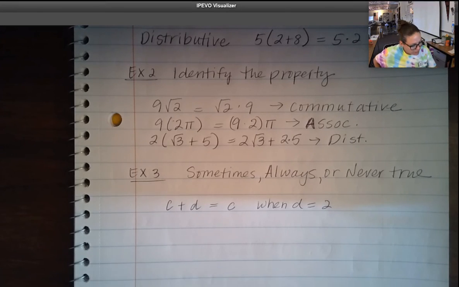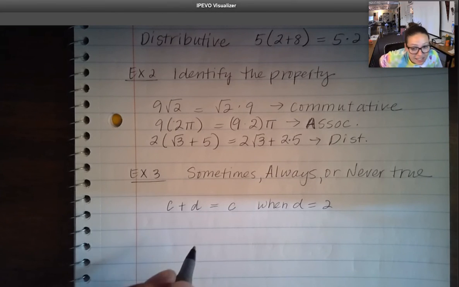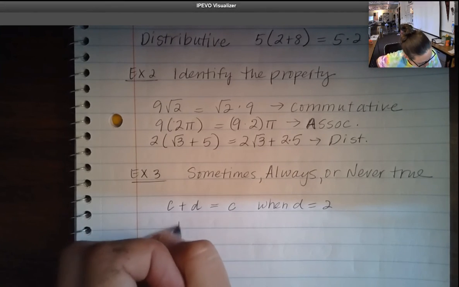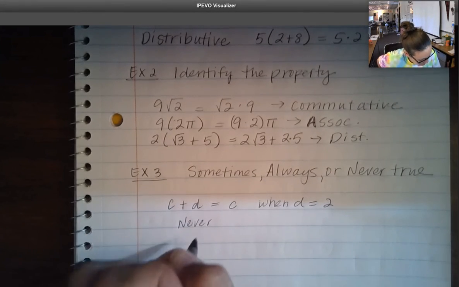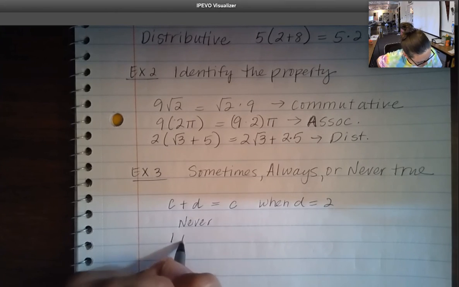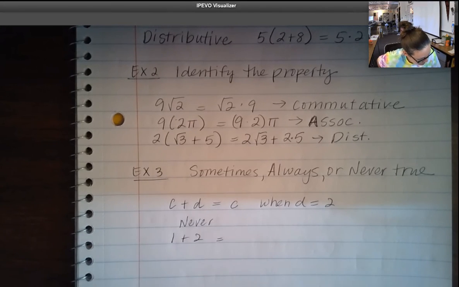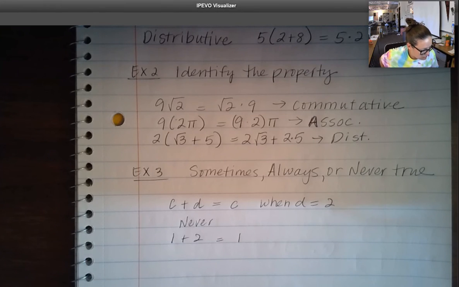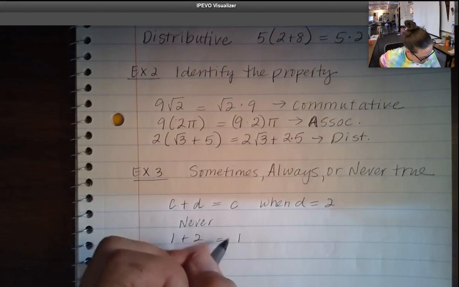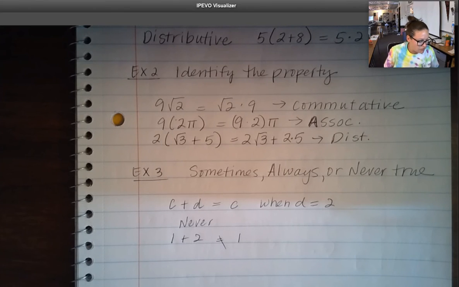So this is never true. So let's just say I have 1 plus 2 equals 1. Well, that is not true. 3 does not equal 1. So that is false. All right, let's try another one.